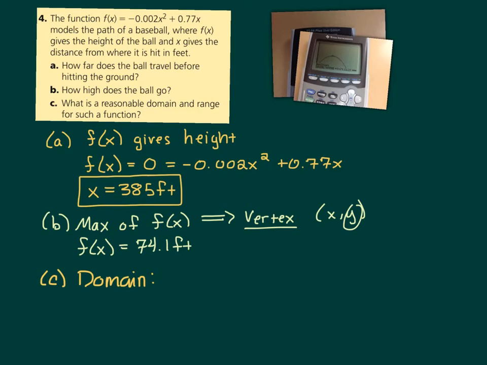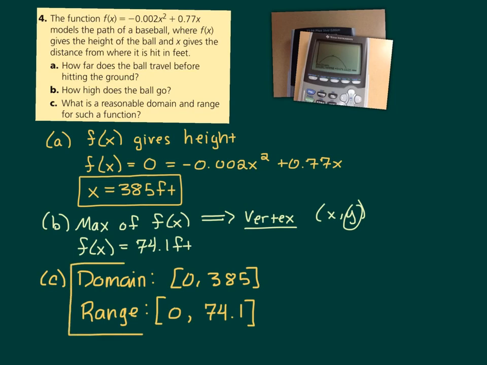Part C, the domain should be 0 to 385. So domain is 0 to 385 because that's the distance that the ball travels before it hits the ground. What about range? 0 to 74.1. The minimum height of the ball is going to be 0 because, again, the minimum height is when it's on the ground. And the maximum height we found was going to be 74.1. That is a reasonable domain and a reasonable range for our function.